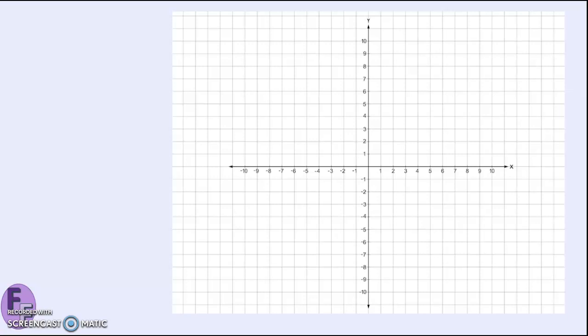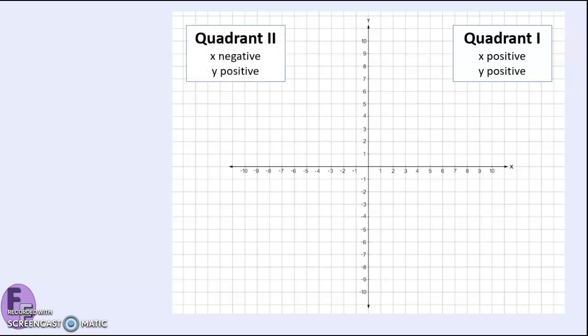The coordinate grid is split up into quadrants. Quadrant 1 is always a positive x and a positive y, and is in the top right corner of a coordinate graph. We then go counterclockwise around the graph. Quadrant 2 always has a negative x and a positive y. If you were plotting a point in quadrant 2, it would be over to -4 and up to +5.